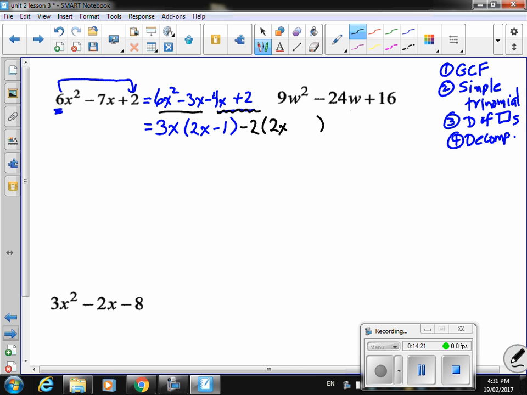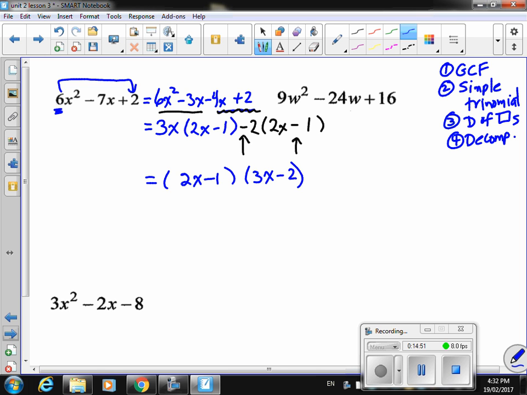Well, I need a 1, but remember I have a negative here, and I want to end up with a positive, so I'm going to write another negative here. Your other hint is that both of those brackets should look identical. Final answer would be the common bracket and the leftovers. And if you did FOIL on that, you would get what you started with.